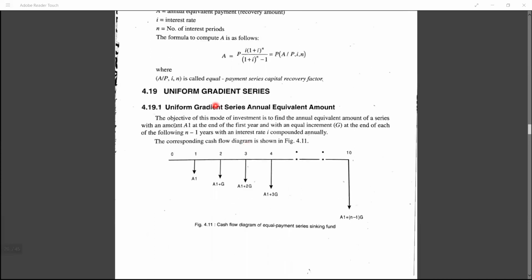Next is uniform gradient series. Uniform gradient series is whatever amount is being added for every increment at an equal rate of interest. Whatever interest you are taking for 5 years, that interest will be the same. If you are getting an interest of 6.75 for 1 year, and next year the interest is increased by 8%, that will not be taken. You will take 6.75 only for 5 years. That is the importance of this.